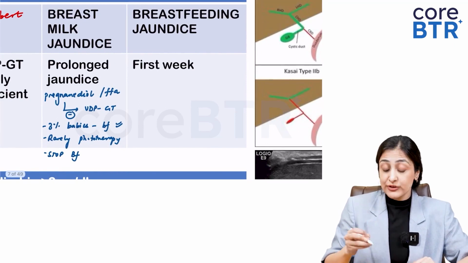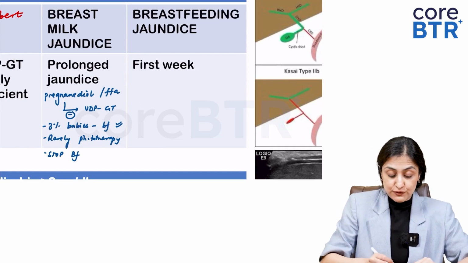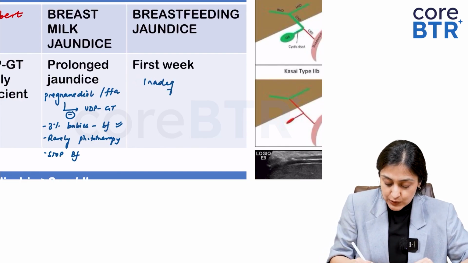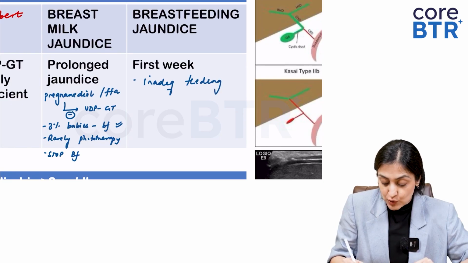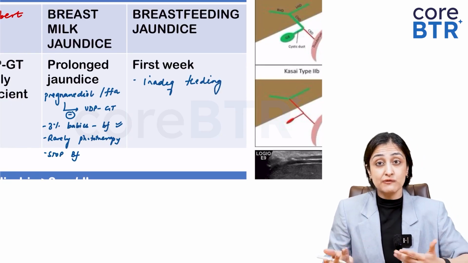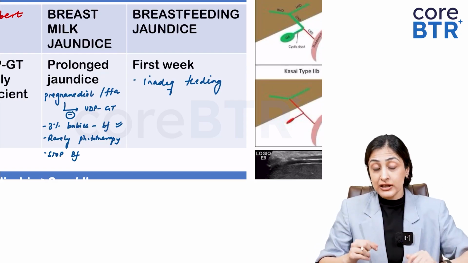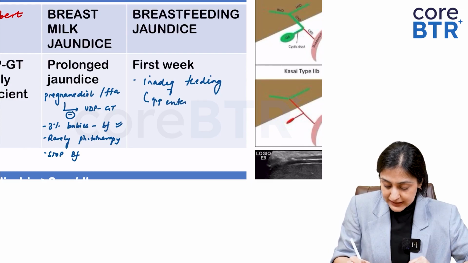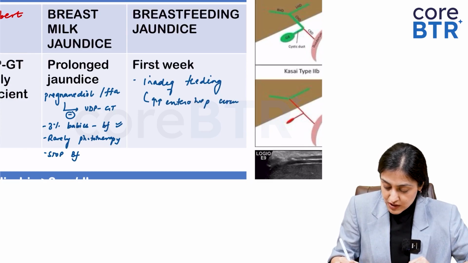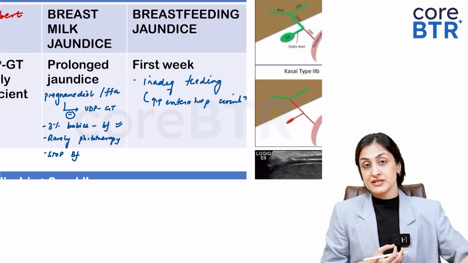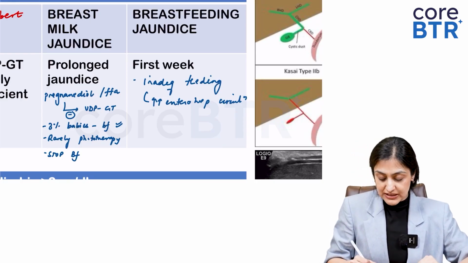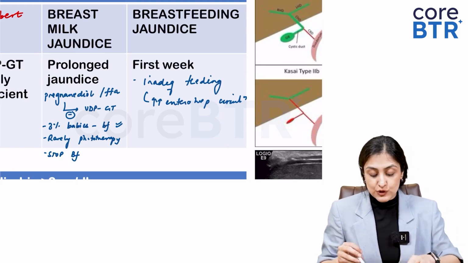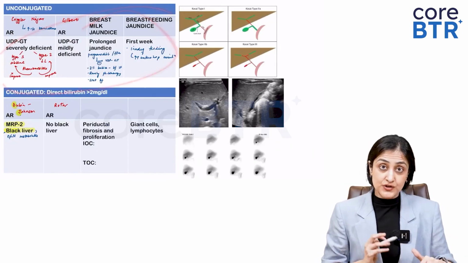When we talk about breastfeeding jaundice, this is what happens in the first week usually, and as the name suggests, this is usually because of inadequate feeding. The baby is not getting adequate feed for whatever reason. We'll see improper attachment, positioning. So inadequate feeding leads to higher enterohepatic circulation, which results in more bilirubin, leading to breastfeeding jaundice. Here obviously the treatment is to correct the feed, whatever is going wrong, or supplement it. So this is about breastfeeding jaundice.